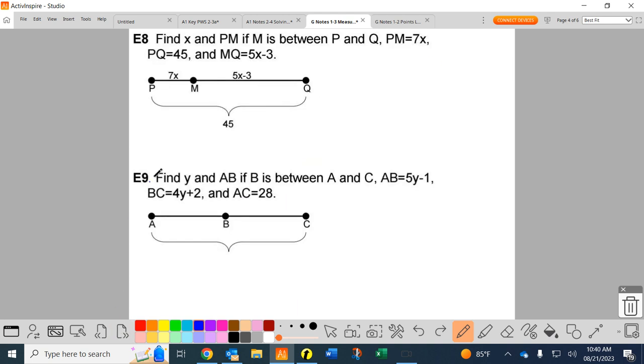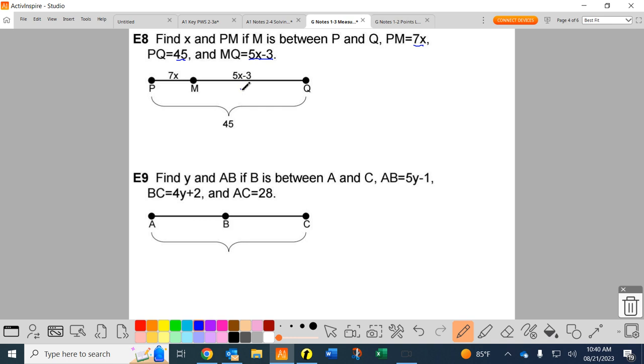Okay, we have a problem that says to find x and PM, that means find the distance between P and M. We want to know how long it is. If M is between P and Q, so we've got M right here between P and Q. It says that PM is 7x. Look, I already labeled this one. I didn't label this one. You're going to fill it in yourself. But this one already has the 7x labeled. It already has the 45 labeled for the PQ. And it already has the 5x minus 3 labeled on the MQ.